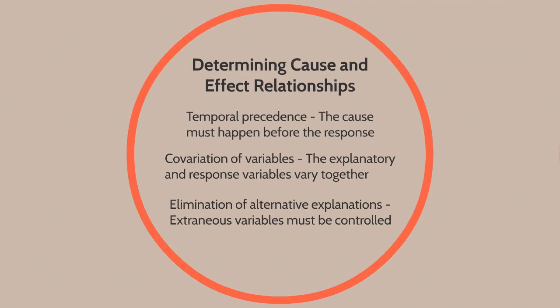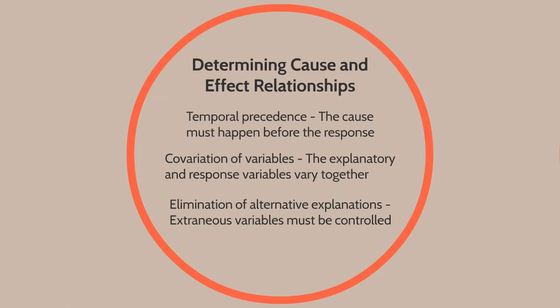We want to see if we can ascertain that changes in an explanatory variable are causing an effect in a response variable. This may be suggested with an observational study, but cannot be shown to be the case unless we're conducting an experiment. Here are the conditions that are necessary to determine a cause and effect relationship.